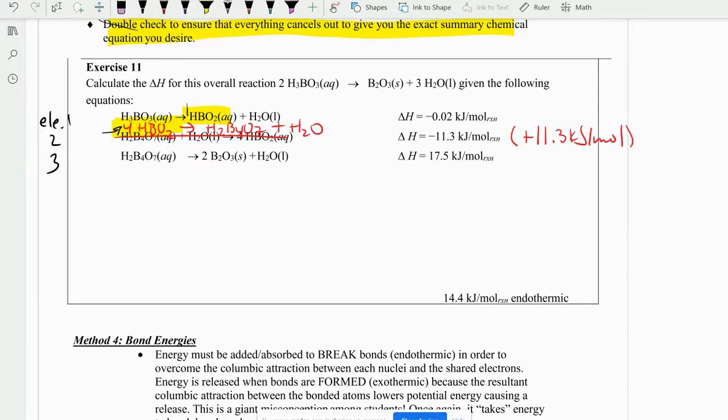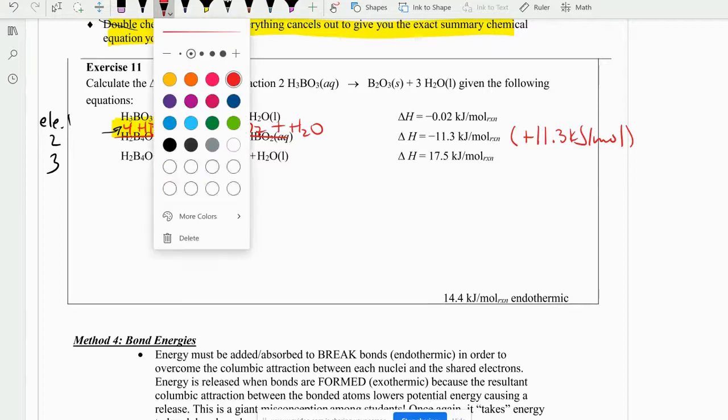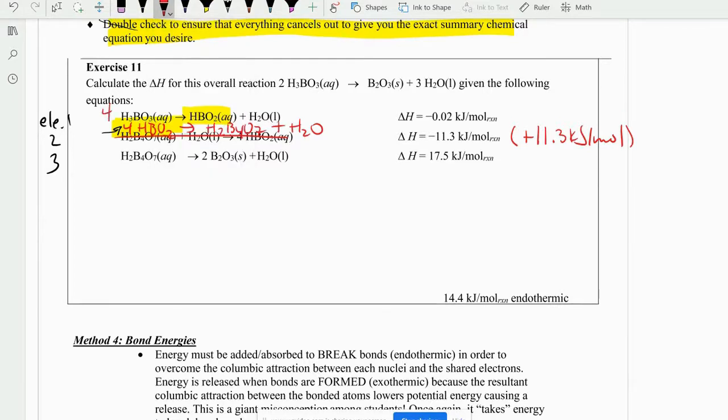What I need to then do is multiply elementary step 1 by 4, a coefficient or a factor of 4. And when I do that, I need to distribute that 4 to the entire equation. Don't forget, if you take a coefficient and multiply every step by that coefficient, you also need to do the same thing to the enthalpy for that particular step. Becomes a negative 0.08 kilojoules per mole.